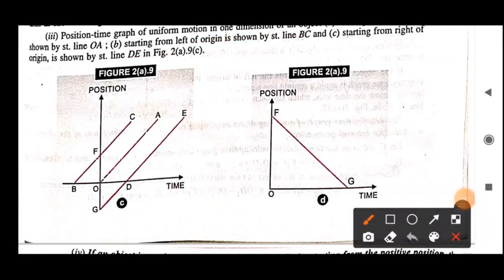So students, today we have discussed a lot about motion: what speed and velocity are, what the differences are, and how to calculate the different kinds of speeds and velocities. We have also seen different types of graphs for uniform motion and non-uniform motion.